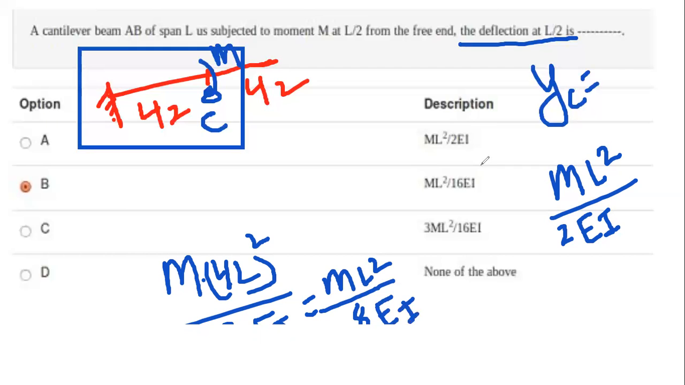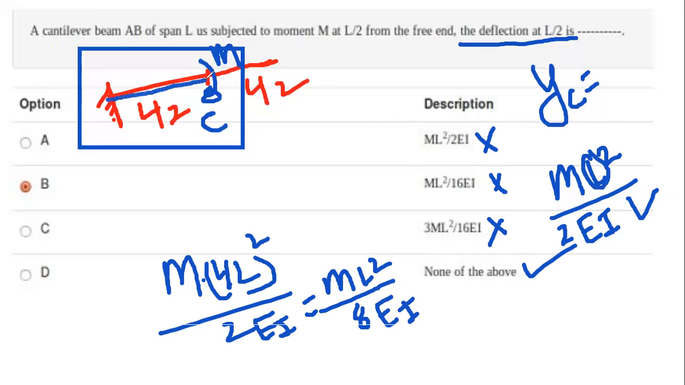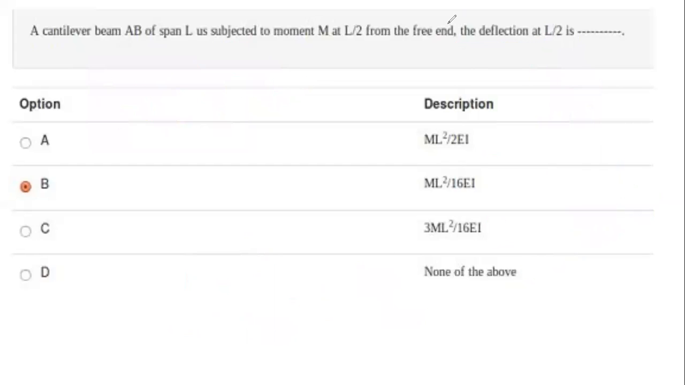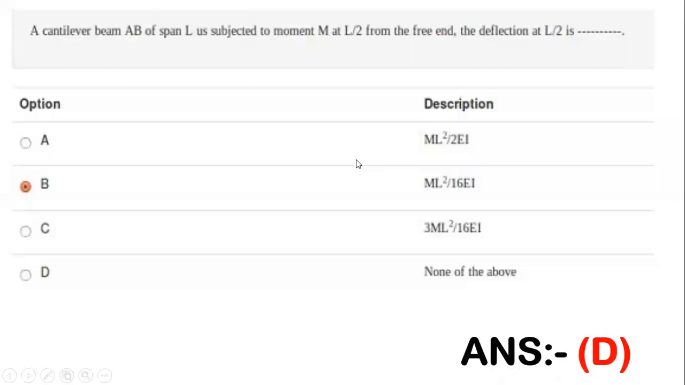So this is not among the options. The correct answer is option D, none of the above. ML square by twice of EI is the answer for the deflection at point C, but here this L is the span from the fixed support to the couple or moment, and that is L by 2. So L by 2 square will be L square by 4, and 4 into 2 will be 8. So the correct answer is option D, none of the above.